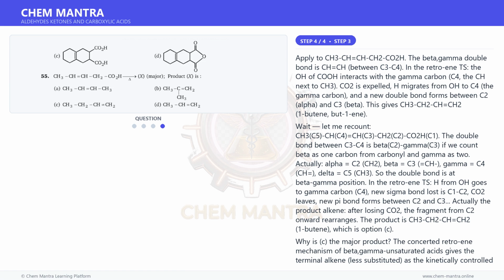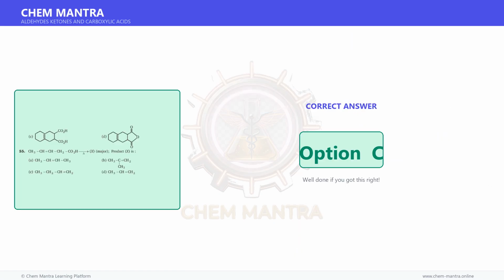Option A, CH3-CH=CH-CH3, 2-butene, would require a different rearrangement. The direct retro-ene product is 1-butene, option C. Therefore, the correct answer is C. Therefore, the correct answer is option C.